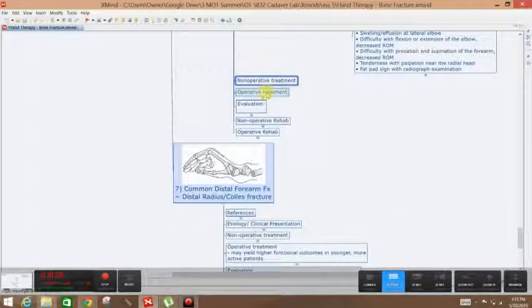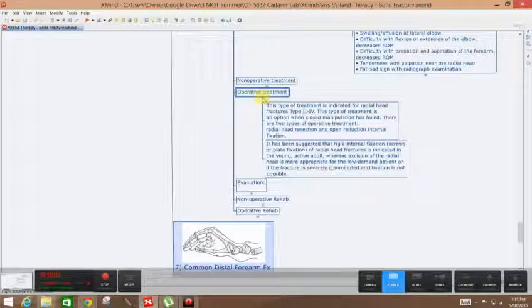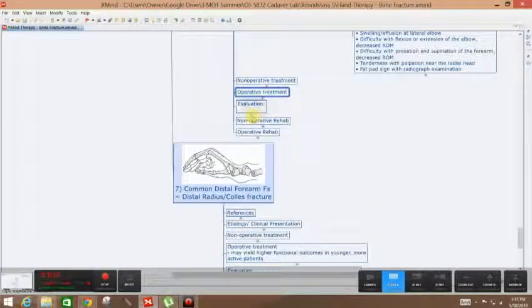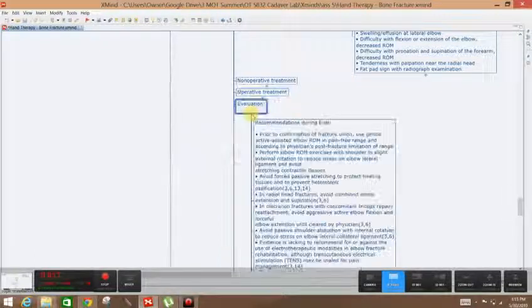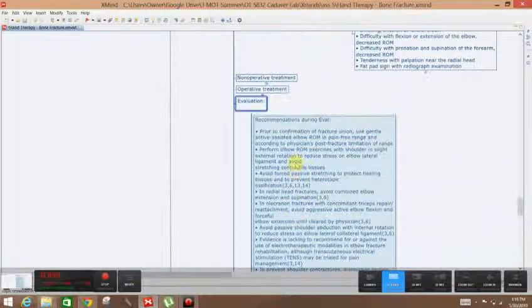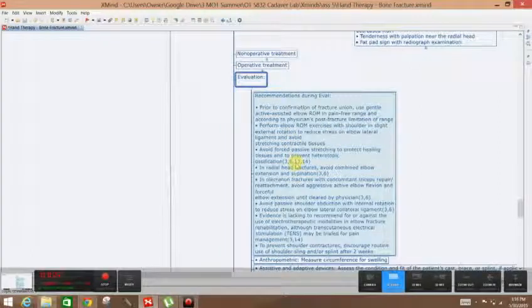And operative treatment is usually a treatment indicated for type 2 through type 4 fractures. And you can go over this later on. And there's also the information about what you would do during an initial evaluation, which occurs usually after immobilization, during the post-immobilization phase.